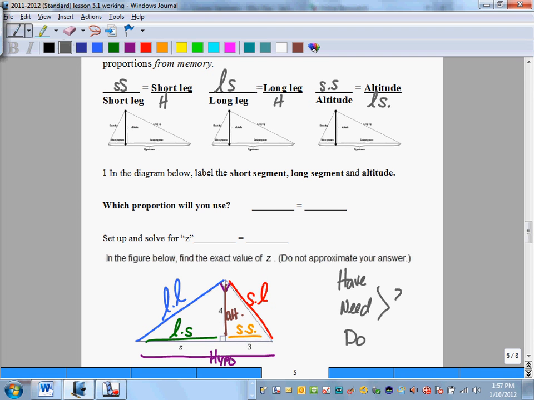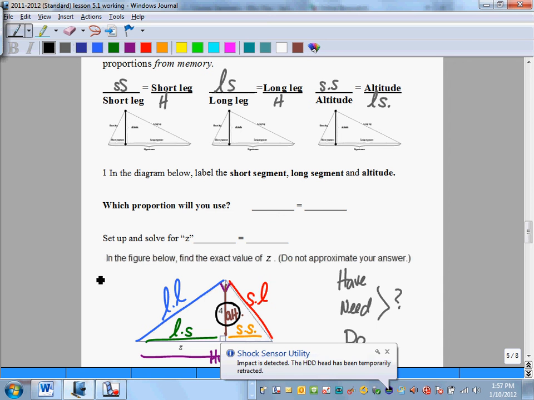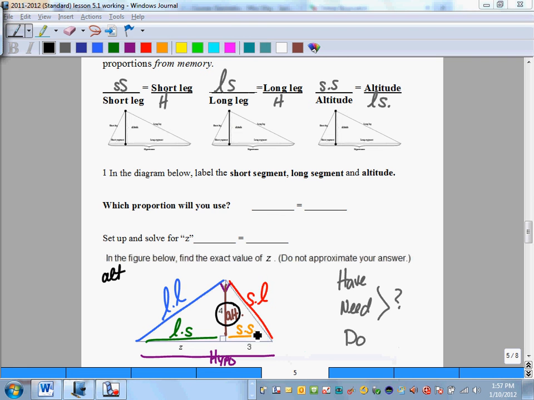Step 1, let's figure out what we have here. We have the altitude, so just make note. We have the altitude, and we have the long and short segments. We have the short segment, and we need to find that. And we need the long segment.